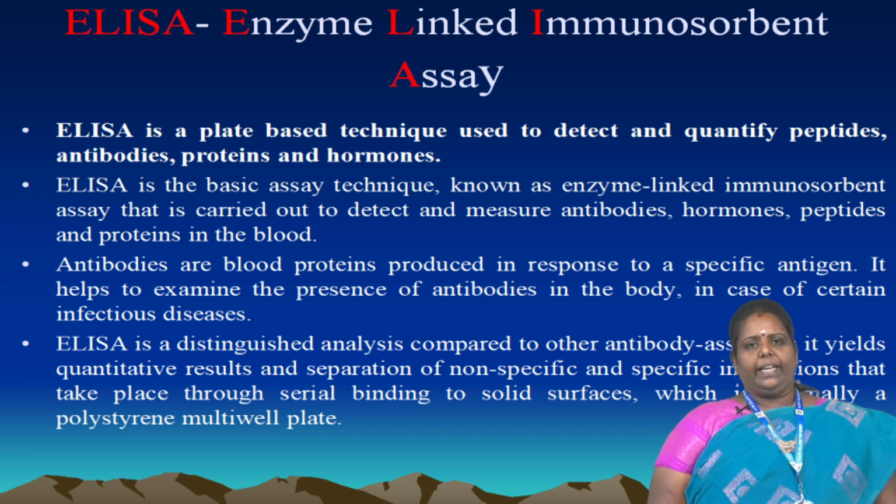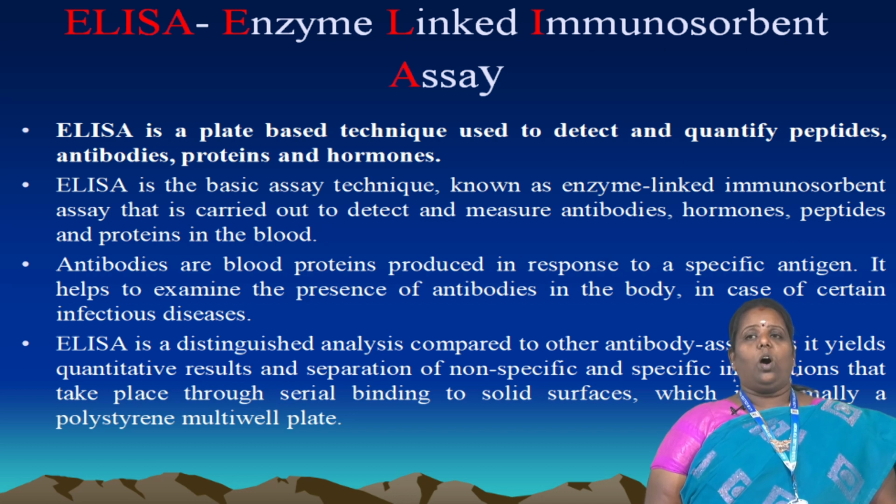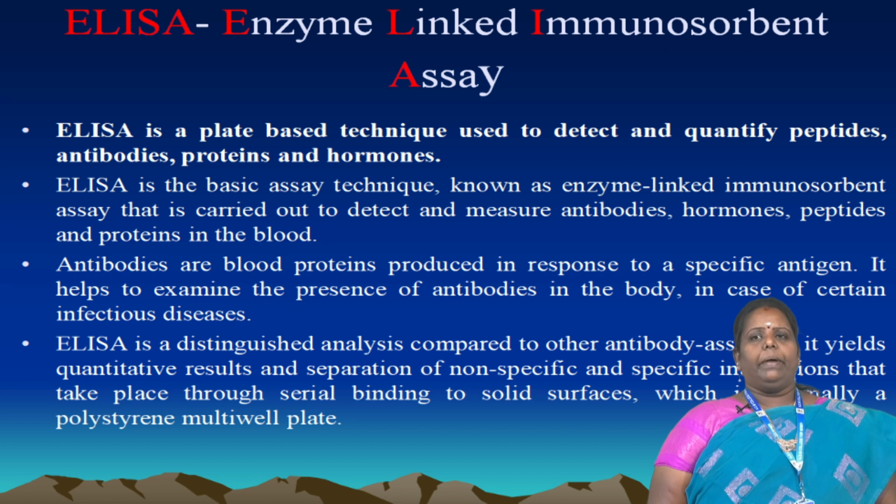ELISA is the basic assay technique known as enzyme linked immunosorbent assay, and it is carried out to detect and measure peptides and proteins. It is important for blood samples; we identify through blood samples. Normally antibodies are blood proteins, produced in response to specific antigens, and it helps to examine the presence of antibodies in the body. Certain infectious diseases are also identified through the antigen.